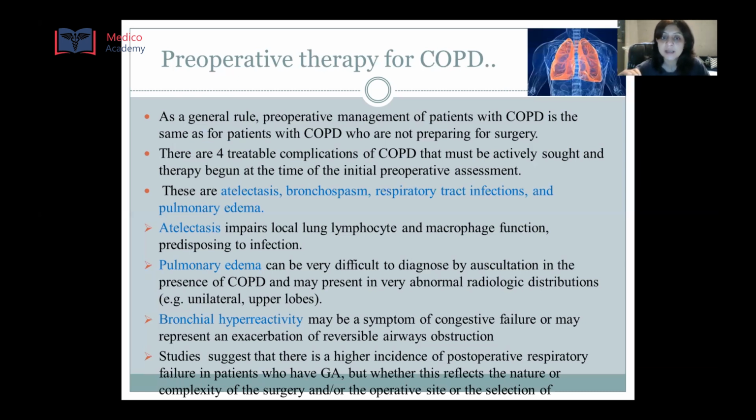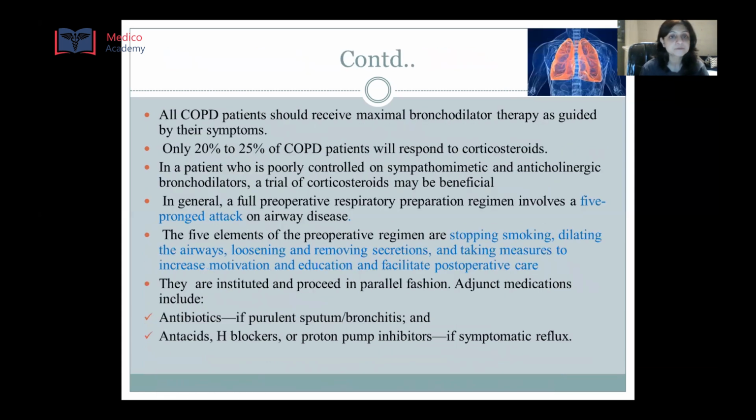Atelectasis will impair the local lung lymphocyte and macrophage function and hence predispose to infections. Pulmonary edema can be very difficult to diagnose by auscultation in the presence of COPD, and it may present with very abnormal radiological distribution. Bronchial hyperreactivity may be a symptom of congestive failure, or it may represent an exacerbation of a reversible airway obstruction. Studies suggest that there is a higher incidence of post-operative respiratory failure in the patients who have received GA. But whether it is because of the complexity of the surgery or the operative site or the selection of the anesthesia is really not known.